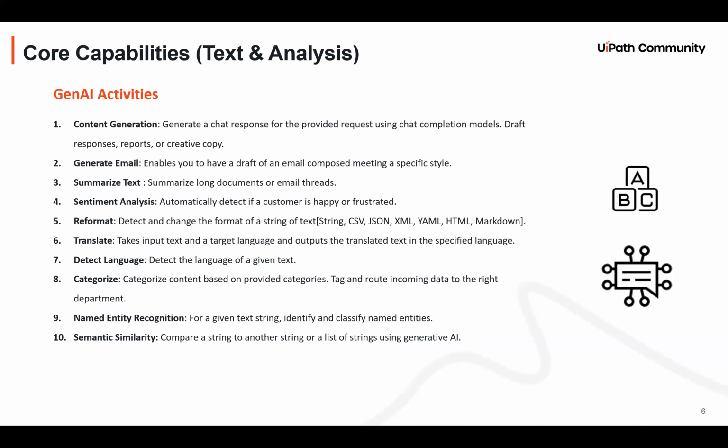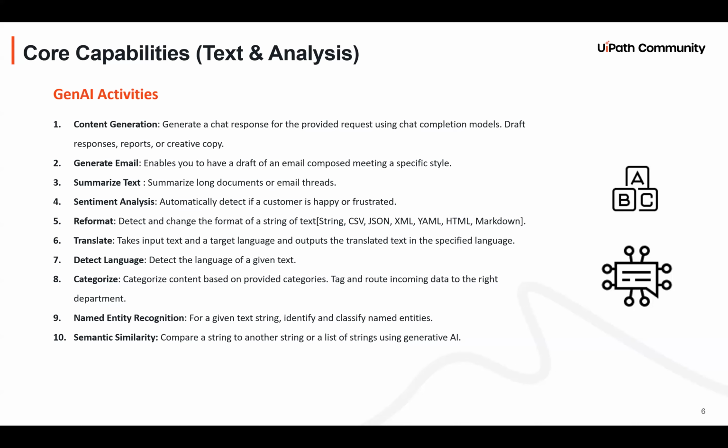Then we have semantic similarity. In short, this activity just compares two strings or lists of strings using generative AI, and compares them by meaning, not just the number of characters or spellings or upper and lower case or anything. It will compare them semantically. Like for example, "I am happy" and "I'm not unhappy." So the meaning of both will be the same, right?